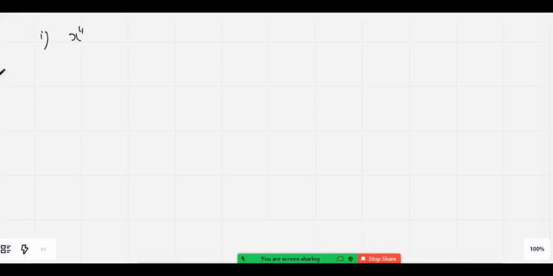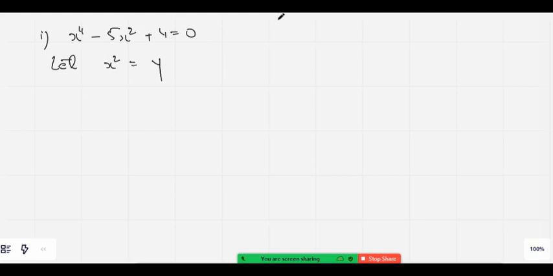Question is x power 4 minus 5x squared plus 4 equals to 0. Now what we need to do here, we will assume that let the midterm variable is equal to some other variable. It could be, for example, y.